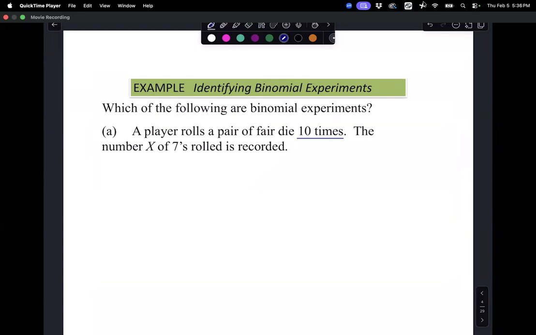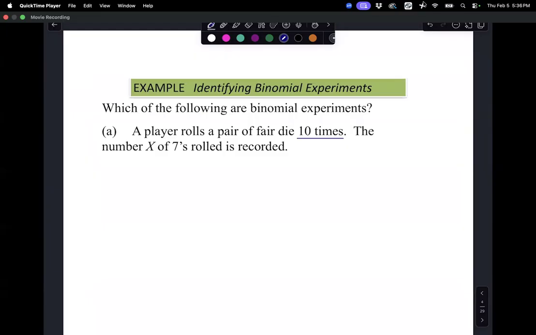Are there two mutually exclusive options? So we have a failure or a success. Rolling a 7 is a success. Rolling anything else is a failure. So yes. It's two dice, but rolling a 7 is success. Anything else is failure. So there are two mutually exclusive outcomes.